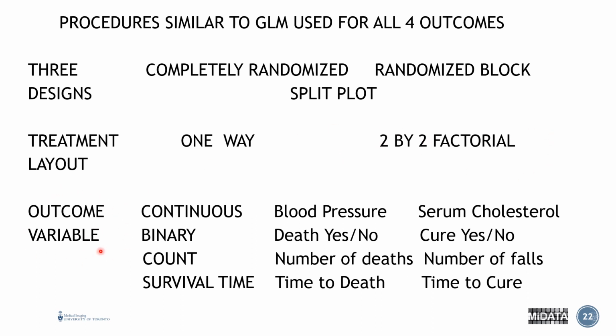Now, in terms of outcome variable, we will go through most of these outcome variables in this course. So continuous, of course, something like blood pressure and serum cholesterol. The binary variable, which is yes, no, so a death, yes, no, cure, yes, no. The count variable, which is like, for instance, the number of deaths, number of falls. We will only touch on count variable a little bit in this course. And then finally, survival time, which would be like time to death or time to cure. And we will cover survival analysis, or the introduction to survival analysis, in the last lecture.